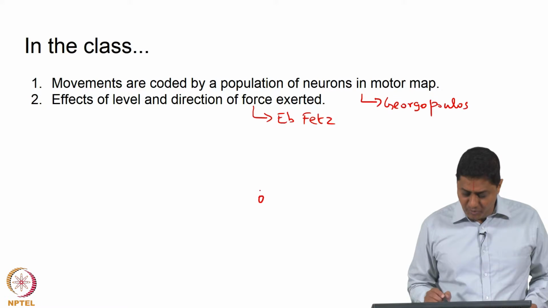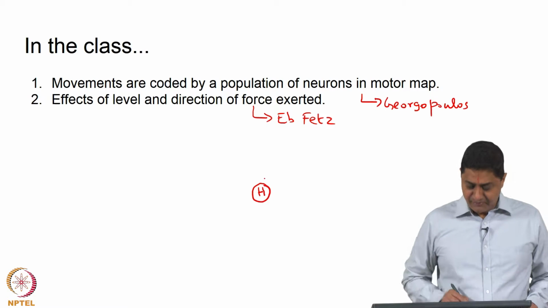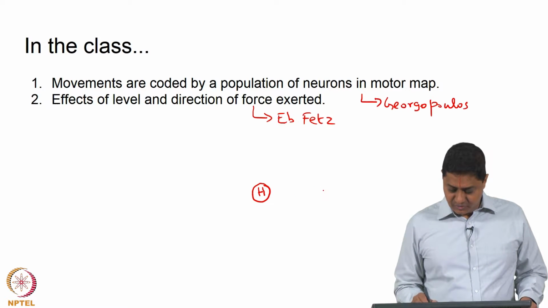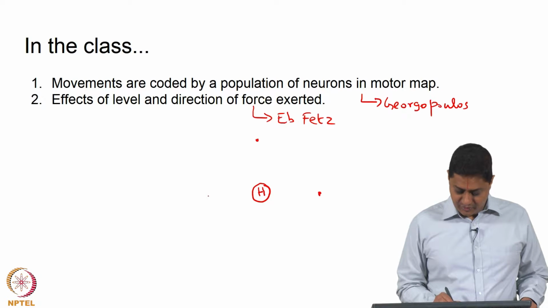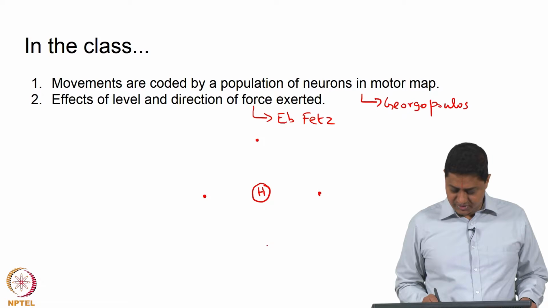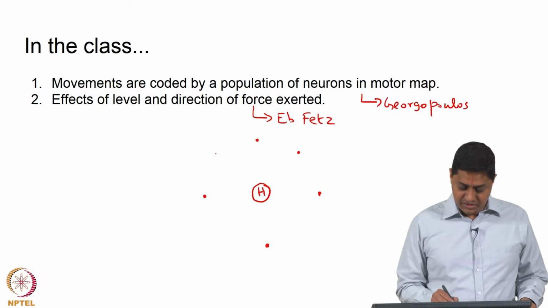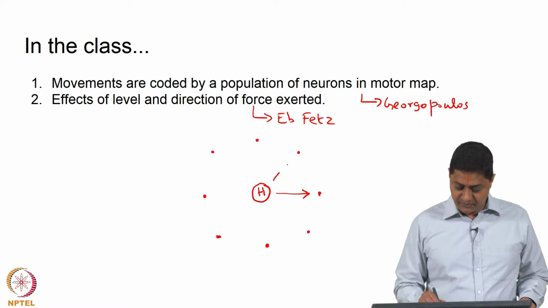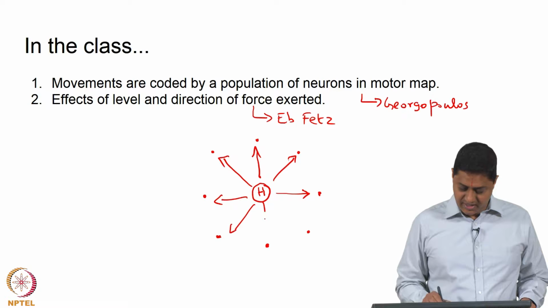So, there is a central home position. I am going to draw the central home position with the letter H here, and there were different targets. These different targets could be to the east, or to the north, to the west, to the south, and of course to the northeast, to the northwest, to the southwest, and to the southeast. So, effectively there were 8 directions, and monkeys are trained to reach to these 8 directions.